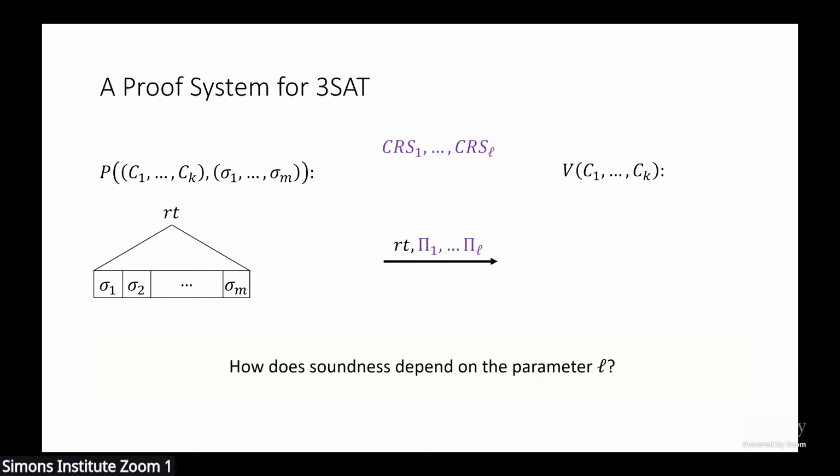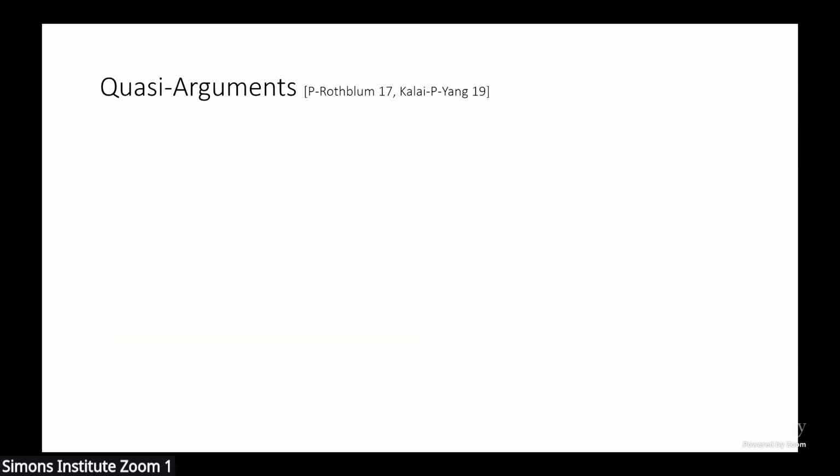So I don't have much time, so I'm just going to briefly run through the definition of quasi-argument. The definition of quasi-argument is basically capturing the type of soundness that this protocol satisfies. A quasi-argument is weaker than an argument. It's weaker than a SNARK for NP because the soundness property, or the knowledge extraction property, is weakened. Instead of full extraction, we have partial extraction.